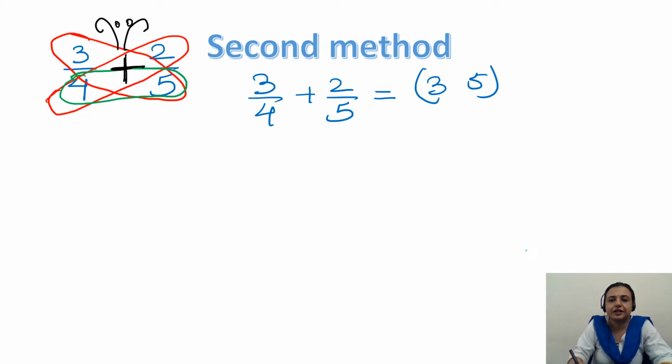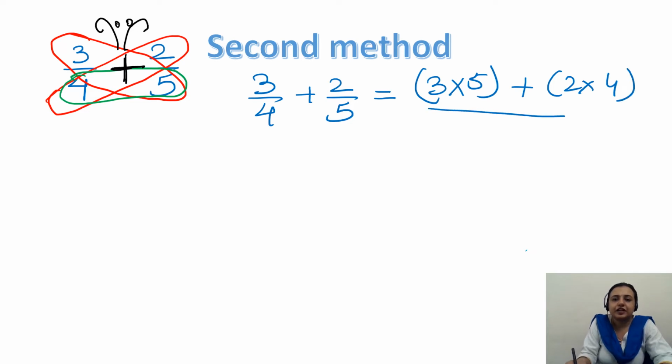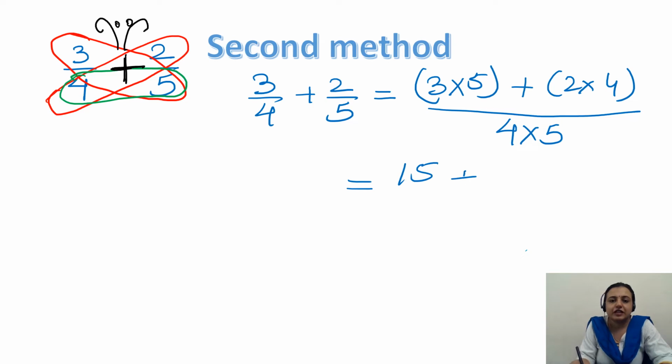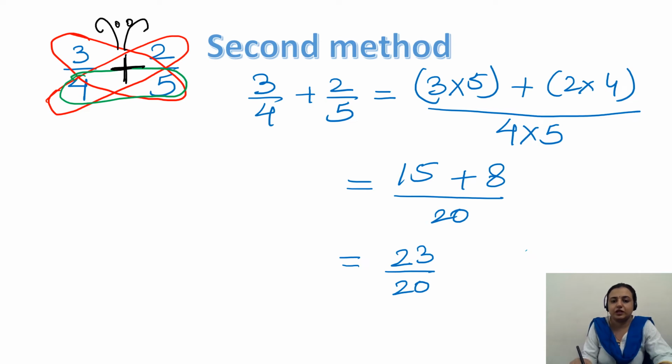So it's 3 multiplied by 5 added to 2 multiplied by 4 and divided by the multiplication of the denominators. Like this you can also do. So 3 fives are 15 and 2 fours are 8. So this is upon 20. Finally, we got here 23 upon 20, or I can say 1 integer 3 upon 20.